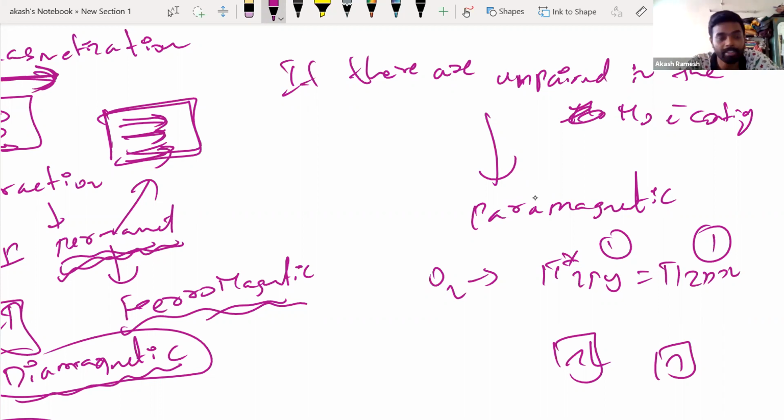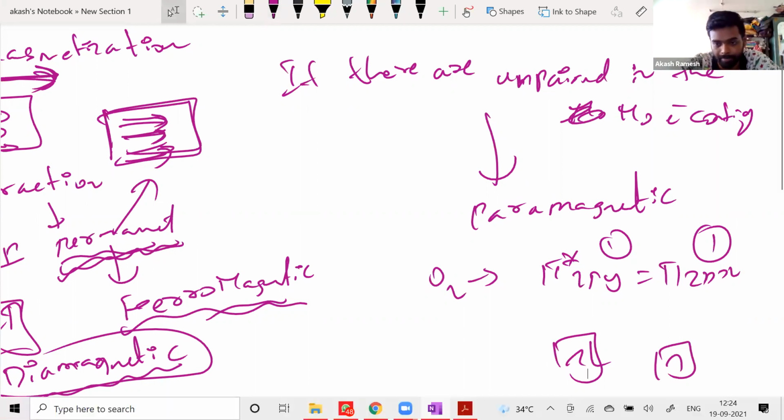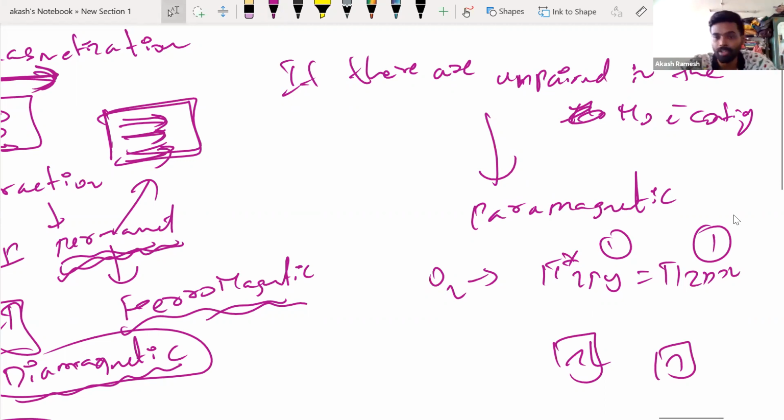Okay, so with this, molecular orbital theory is done. Any questions anybody has? What is the time? Okay, any questions, people?